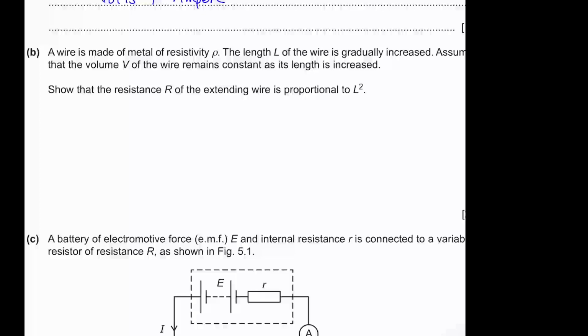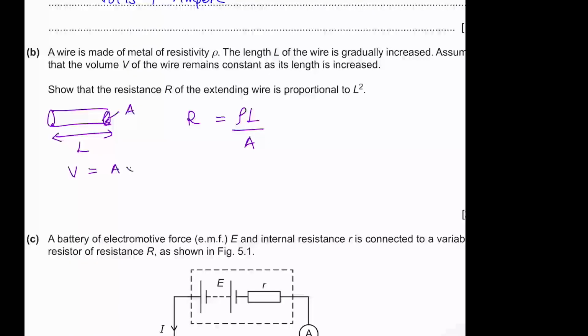So R is equal to rho L over A. Now for a piece of wire with length L and cross-sectional area A, volume is equal to A into L. So A is equal to volume over L.